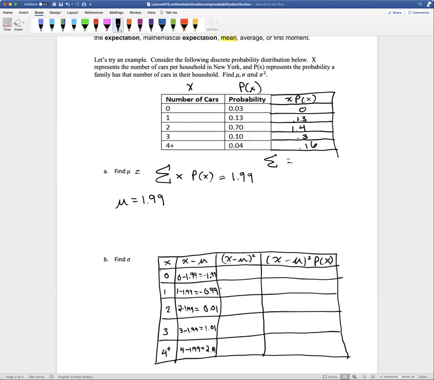All right, so the next thing we're going to do is square it. Remember, the squaring makes it positive. So let's square each one of these values. So negative 1.99 squared.